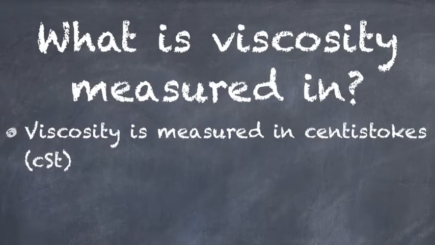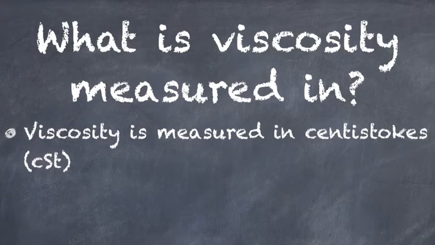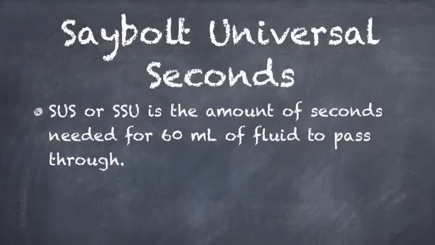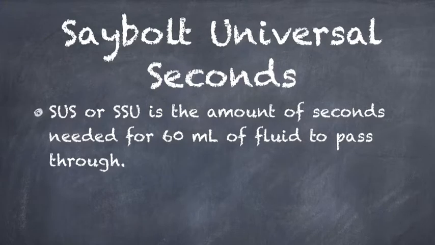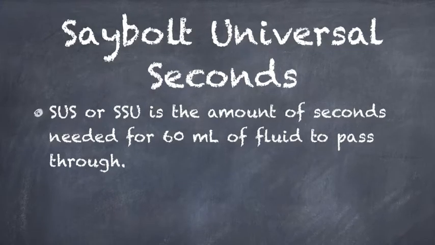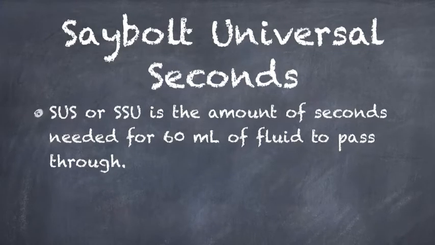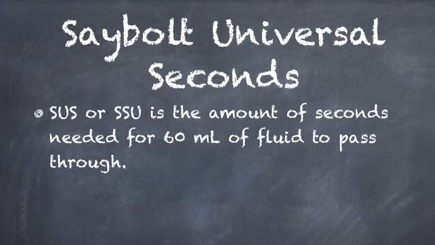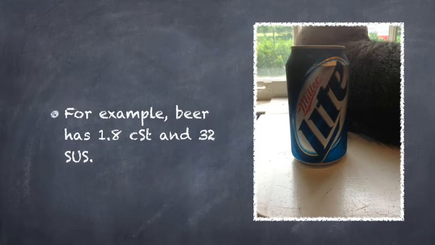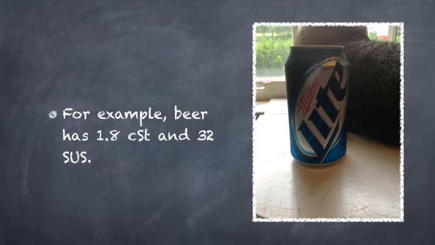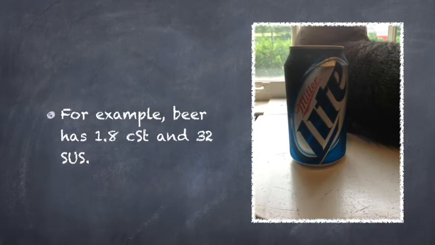Viscosity is measured in centistokes. Saybolt universal seconds is the amount of seconds needed for 60 milliliters of fluid to pass through. For example, beer has 1.8 centistokes and 32 Saybolt universal seconds.